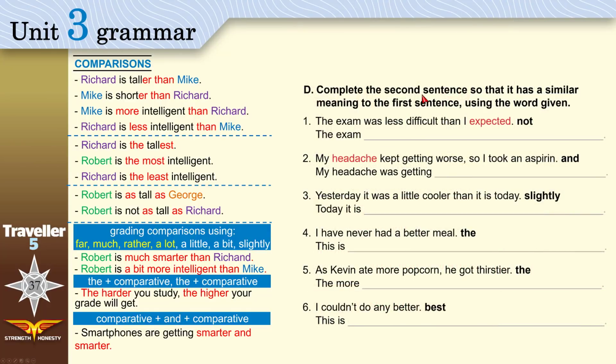Now we are ready for practice. Complete the second sentence so that it has a similar meaning to the first one. Using the word given, use this, not. The first sentence, the exam was less difficult, not very difficult, than I expected, than I thought. Use not. This is equality. Not as difficult as. Simple.